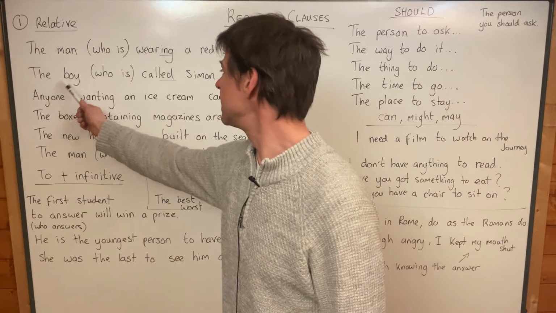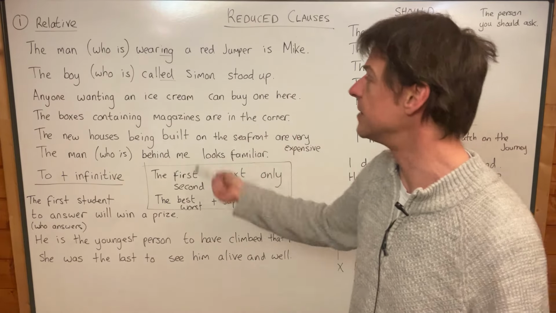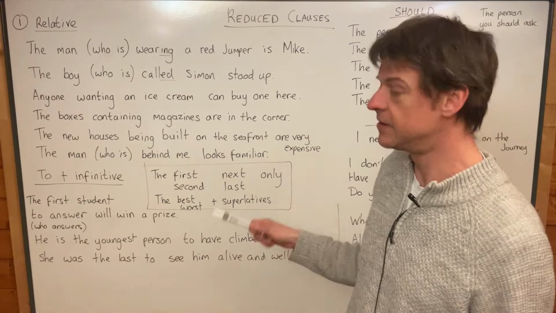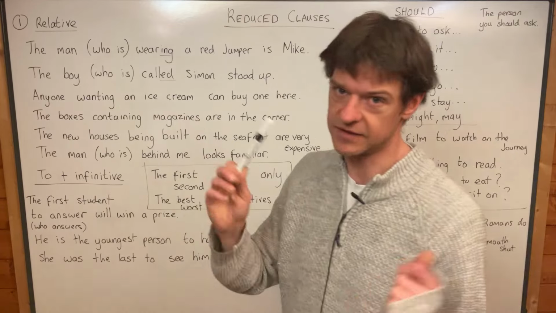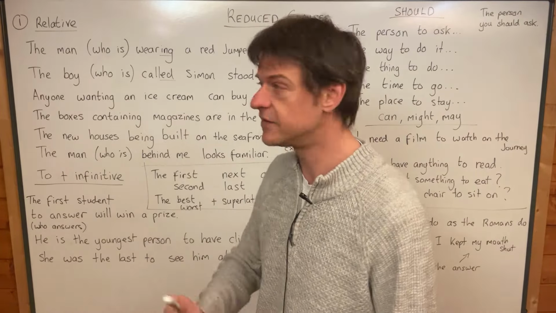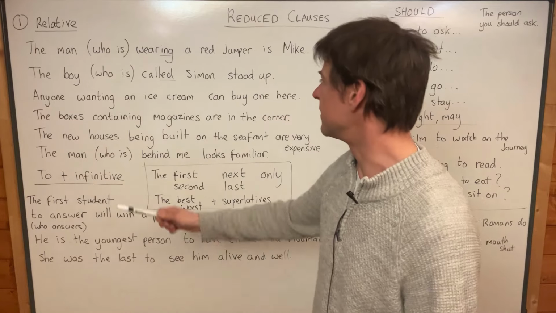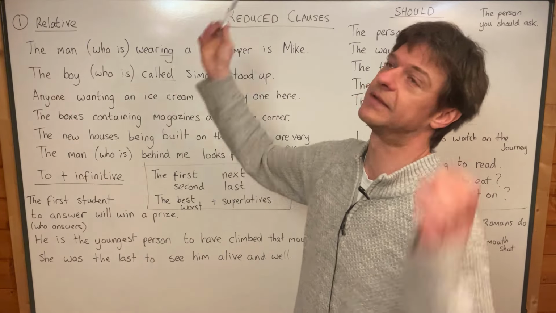Now another way we can do it is with a past participle. The boy who is called Simon stood up. The boy called Simon stood up. We have already seen this called Simon a few times on this course, and you can see that this called might be a finite verb or it might be a non-finite verb, and it's important. What is it exactly? Here it's a finite verb. Here it's a participle. Silly me.